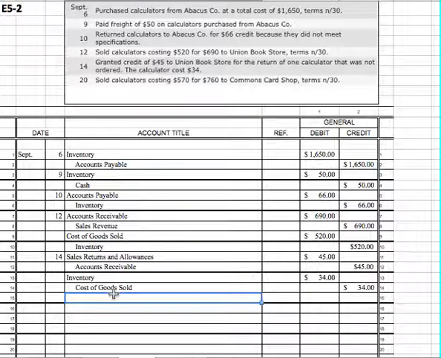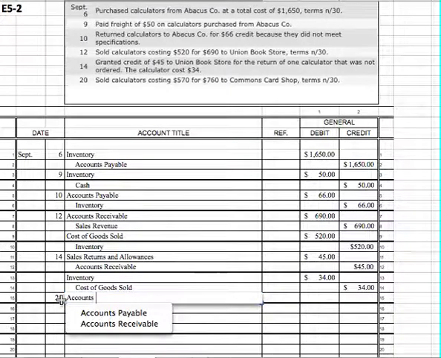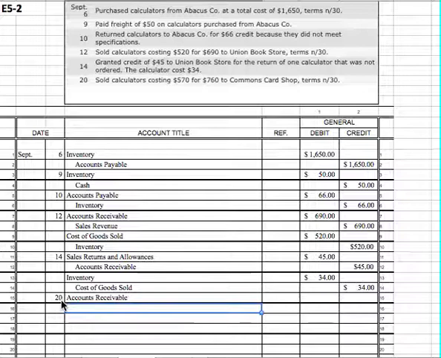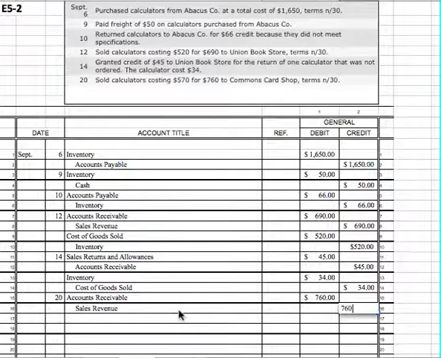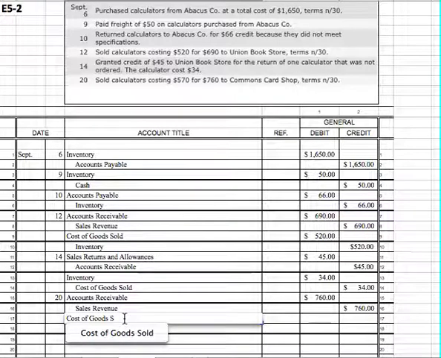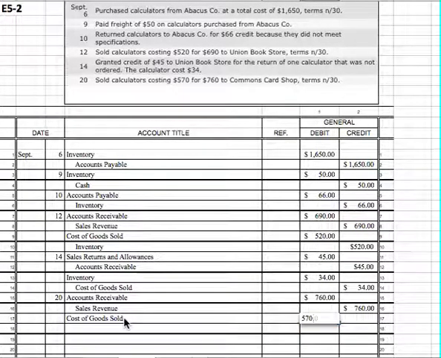All right, and on the 20th, sold calculators costing $570 for $760 to Commons Card Shop. Terms net 30. So again, this is going to be on account so it'll be accounts receivable, and our sales revenue will be credited. $760. And our sales revenue will be credited for $760. And then we also have to record taking it out of our inventory. And that cost was $570.